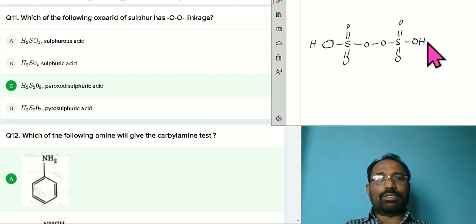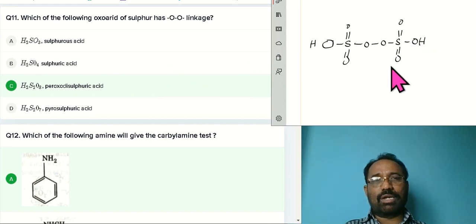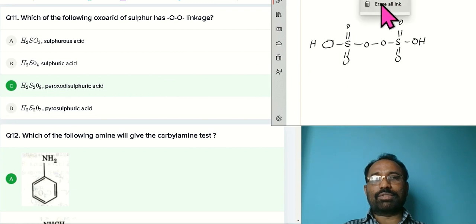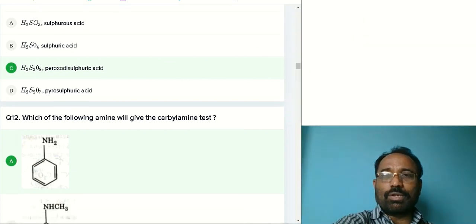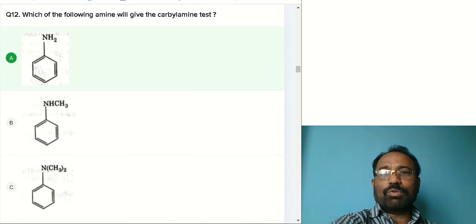Therefore, it is the right answer. But the remaining acids do not have the oxygen-oxygen linkage. Therefore, the right answer is C. It is from the 16th group elements. It is an easy question. Next, see question number 12.